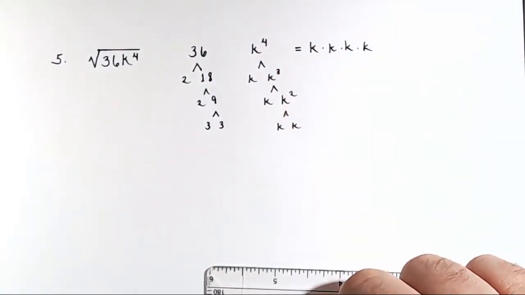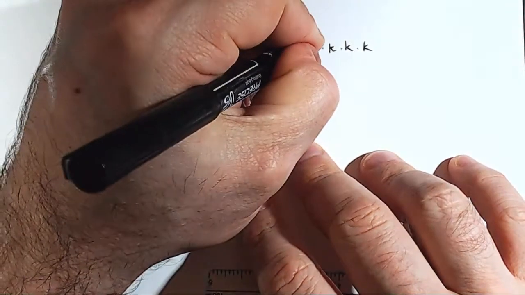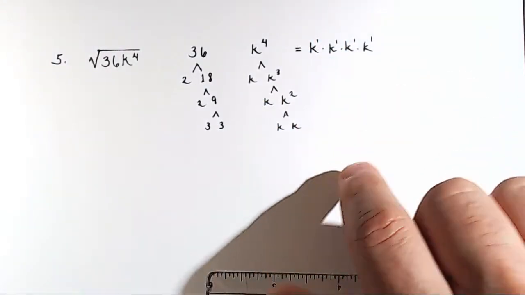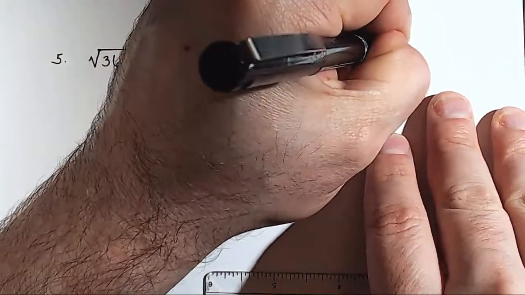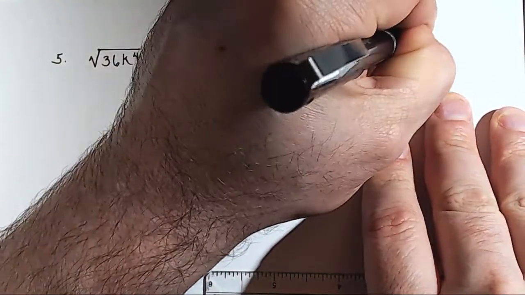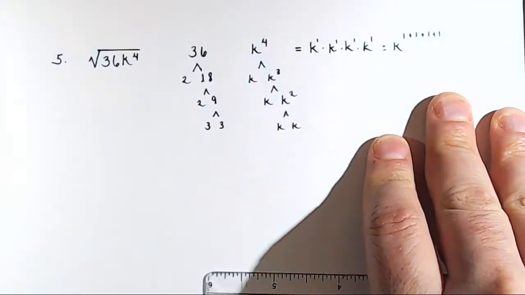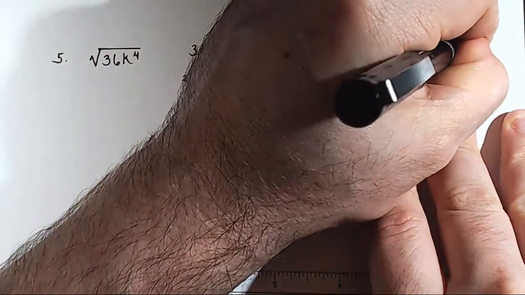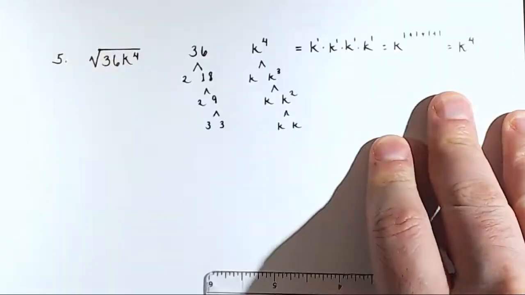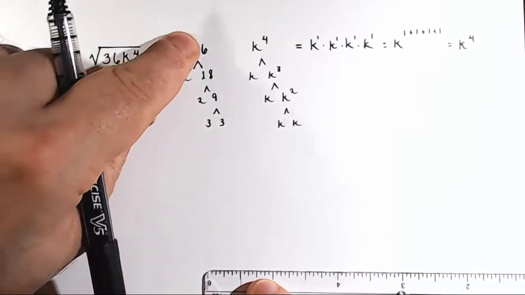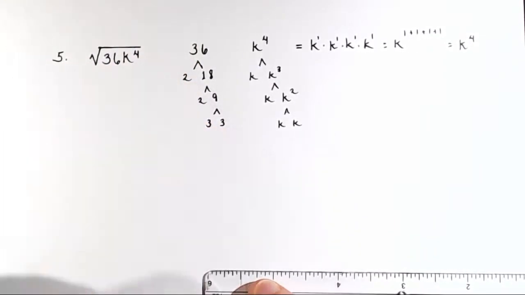You use the product rule to verify that. Each one of these has a little exponent of 1. When you multiply bases that are the same, you add the exponents. So this is just k to the 1 plus 1 plus 1 plus 1, and that is k to the 4th. So I just broke it down into k's, and here, I broke down 36 into prime numbers. Same process.